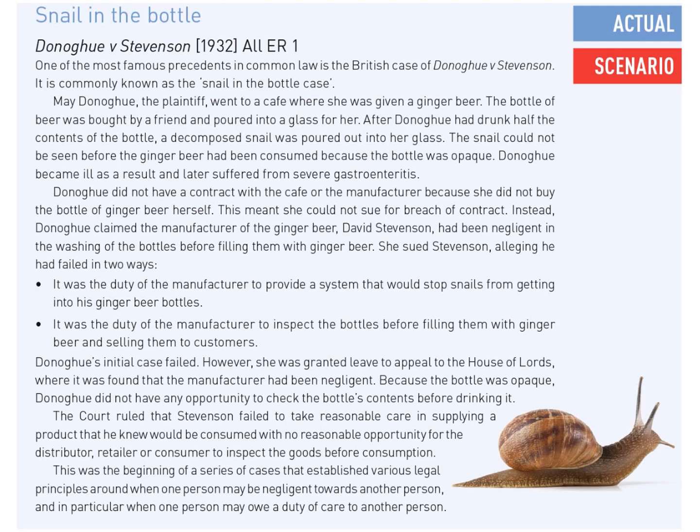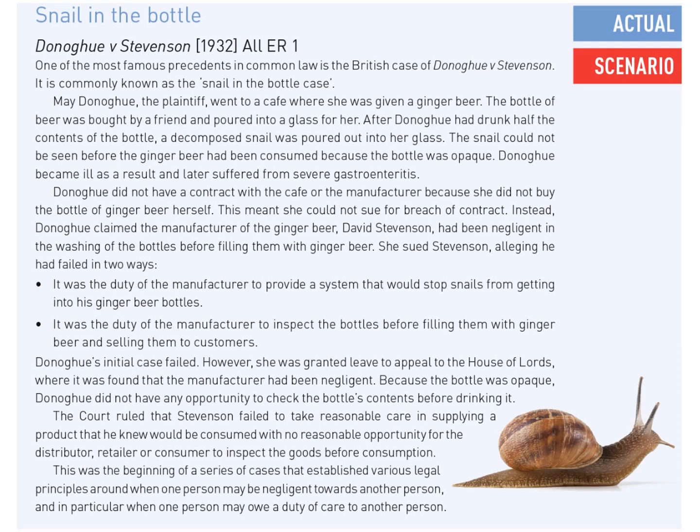So this was the beginning of a series of cases that established various legal principles around when one person may be negligent towards another person, and in particular when one person may owe a duty of care to another person. So this is an example of common law being made by the courts.